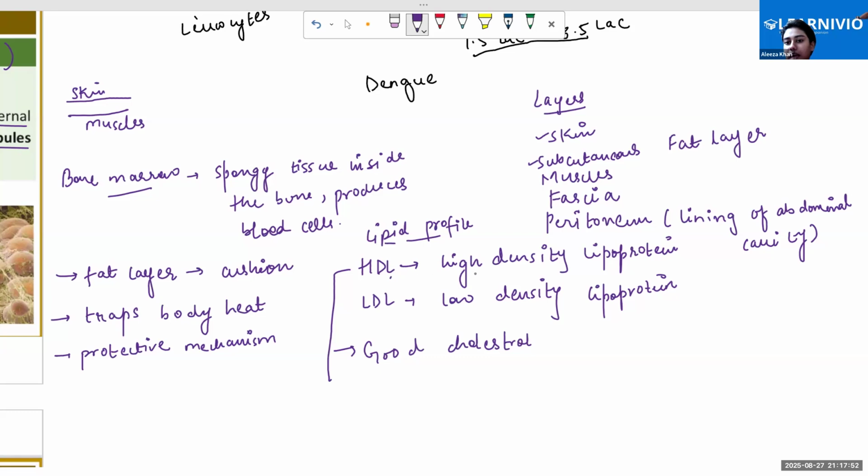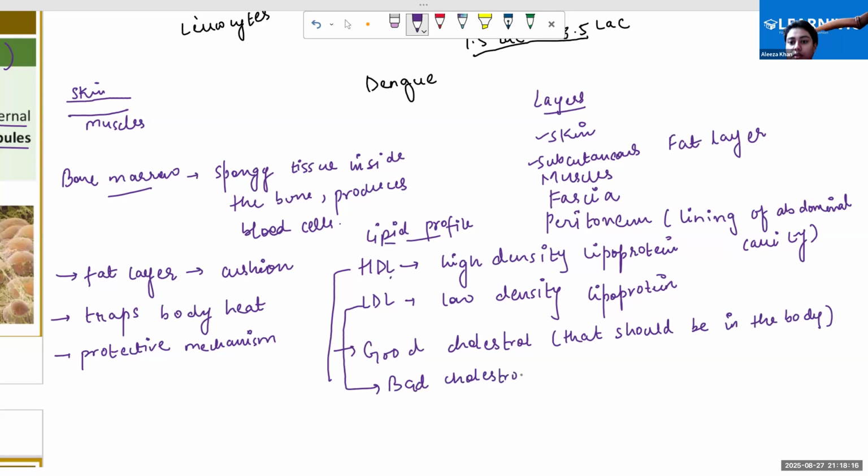So, high density lipoprotein is the good cholesterol that should be in the body. Okay? That should be in the body. And if I talk about LDL, this is a bad cholesterol. This is known as the bad cholesterol. That should not be there. That should not be in excessive amount.